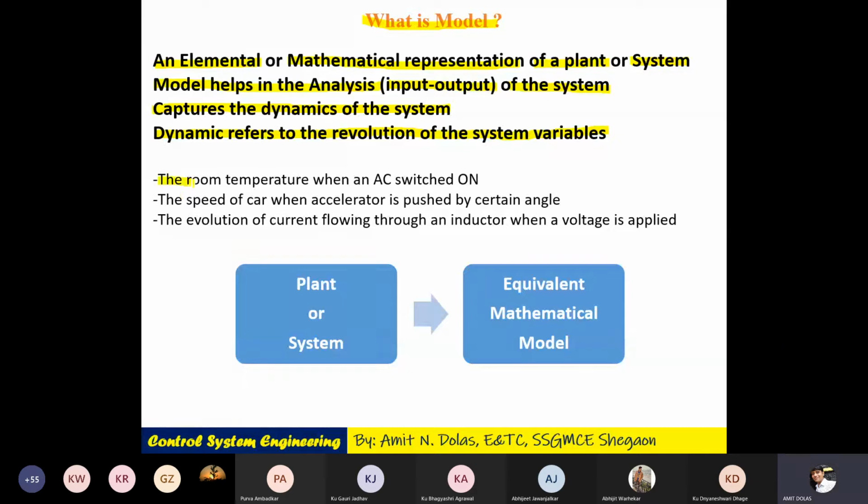Like an example, the room temperature when AC is switched on. The speed of a car when accelerated is pushed by certain angle or distance. The evolution of current flowing through an inductor when voltage is applied. So these are the examples. So whatever may be the plant or system, may be electrical, mechanical or electromechanical or electronics, its equivalent mathematical model is formed. And we are focusing on this part. Whatever may be the system, we are interested in mathematical models so that you can easily understand what the system is.